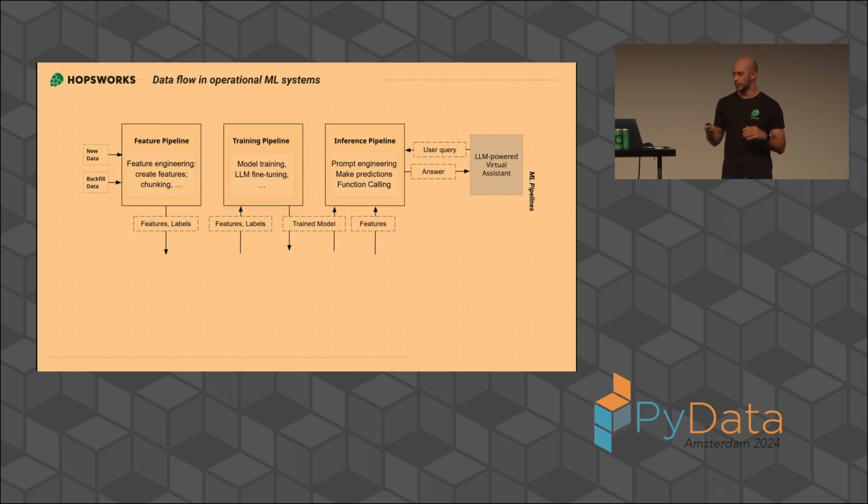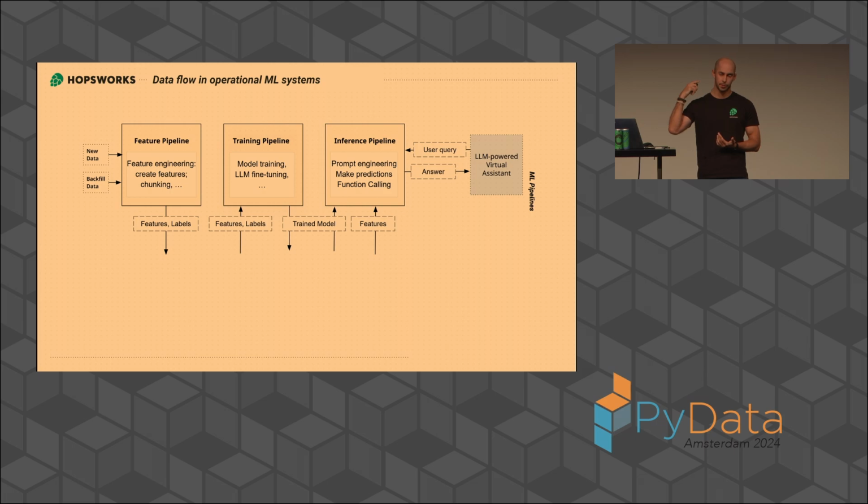One of the good practices that we often explain is the FTI pipeline architecture, which is basically a classification of AI pipelines. On the left, we have a feature pipeline, which takes raw data as input and then outputs curated features and labels. In the middle, we have the training pipeline, which will take features and labels and train a model or fine-tune an LLM, for example.